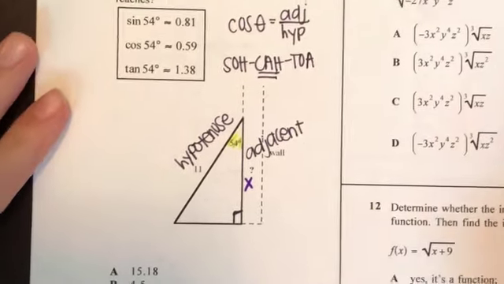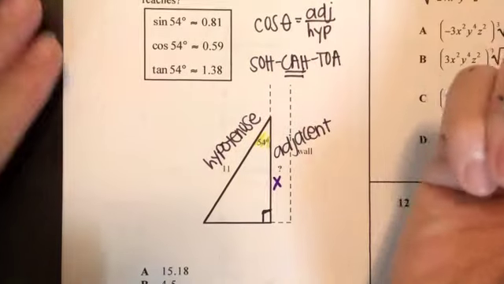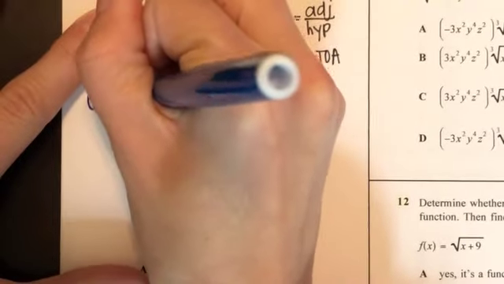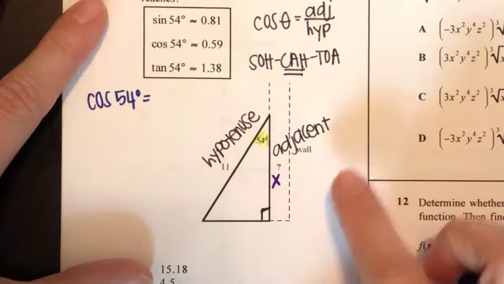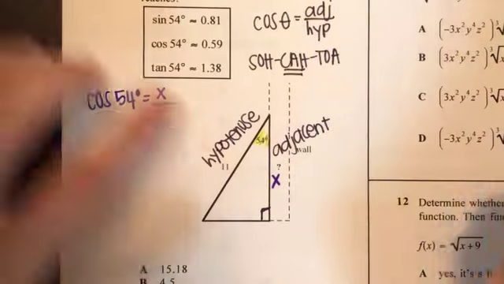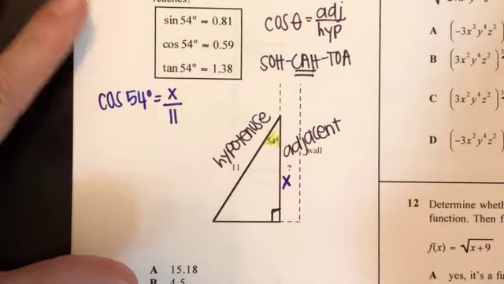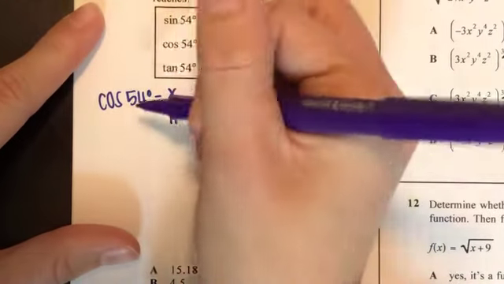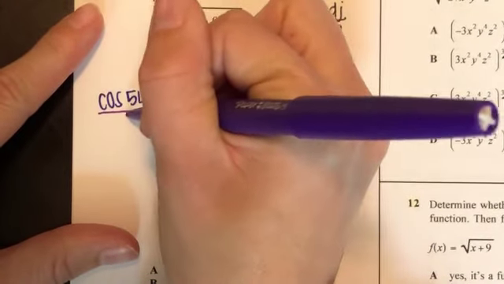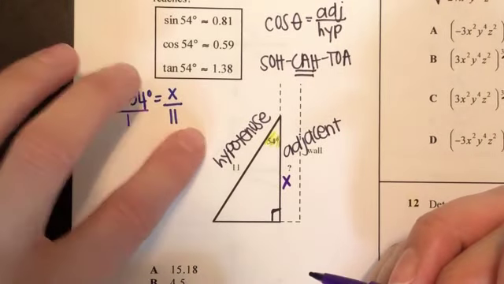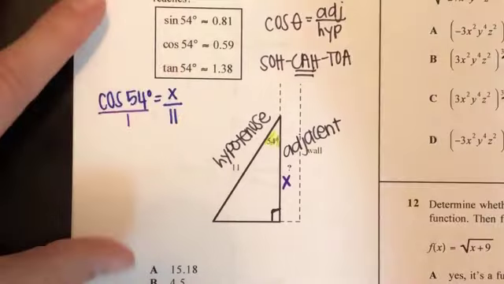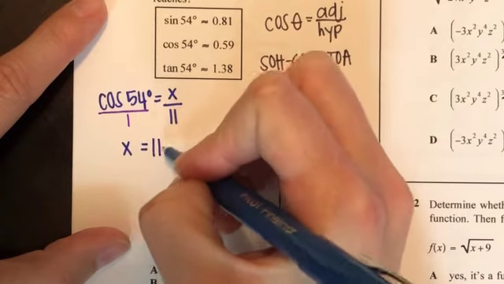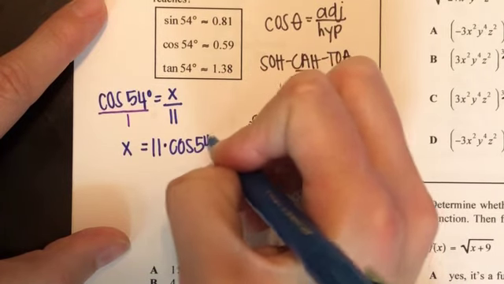So what I'm going to do is set that up. I'm going to have cosine of 54 degrees is equal to adjacent over hypotenuse. The adjacent is X and the hypotenuse is 11. So that's how we're going to set it up, and then we're going to solve. If I want to solve, all I do is make this cosine 54 a fraction by putting a 1 underneath, and then we're going to cross multiply. So it's going to be 1 times x is x, copy the equal sign, and then cross multiply here. It's 11 times cosine 54 degrees.